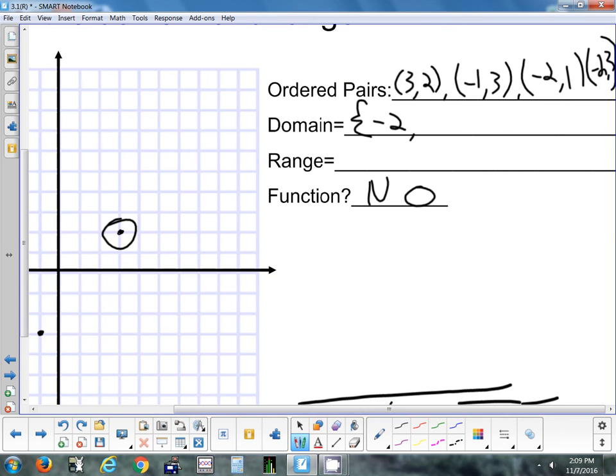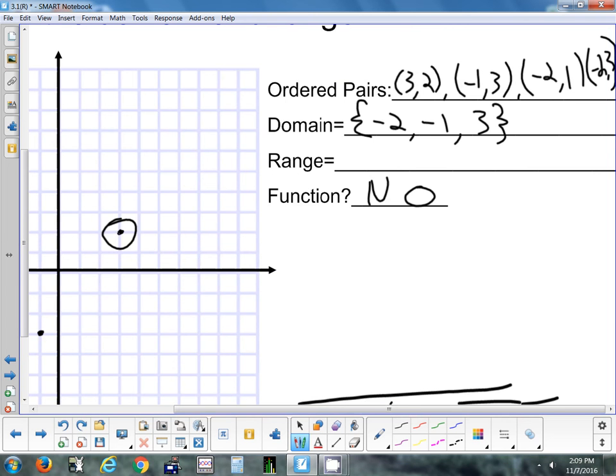What's the lowest one? -2. Okay, how about the next one? -2 again? Do we have to write it twice? No. What's the next one? -1 and 3.